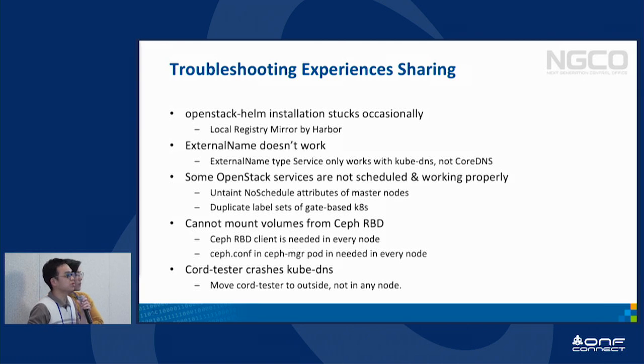And some OpenStack services are not scheduled and working properly. There are 2 things you need to do to fix the issue. First, you need to remove the taint attributes from all the master nodes, because the taint attribute makes all the workloads unable to be scheduled on it. And you have to configure the correct label set on the Kubernetes node to make the OpenStack service schedule on it. But the label set information is not well documented on the OpenStack project side. So you need to install the Git-based Kubernetes at first and get the information from it.